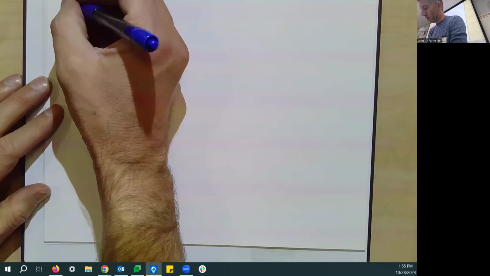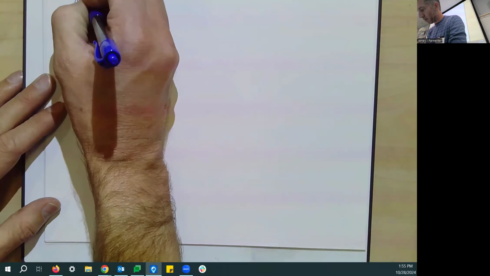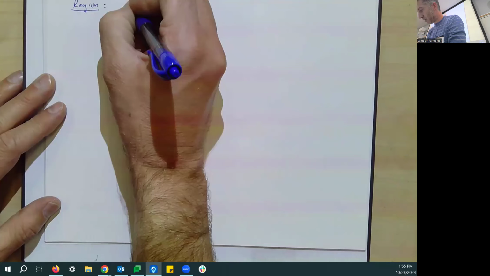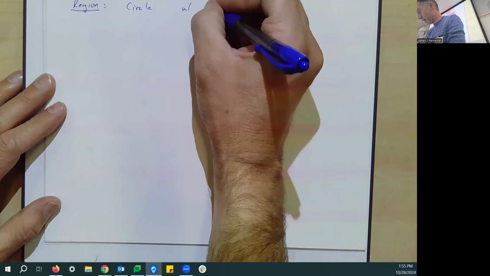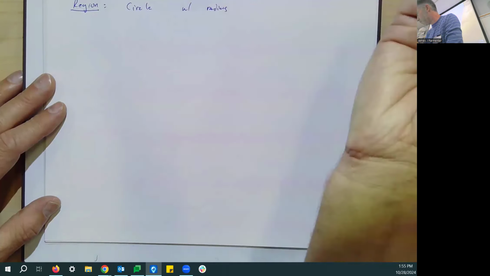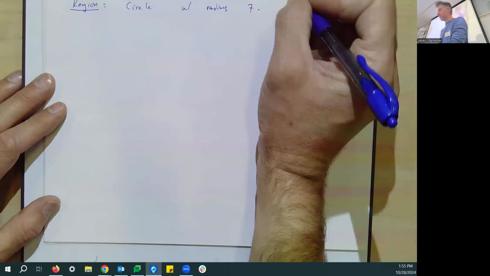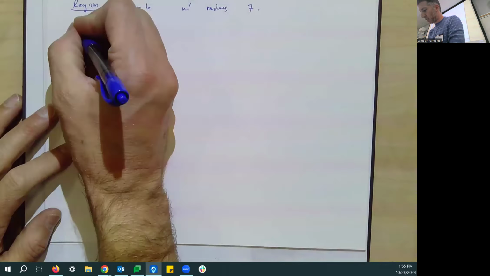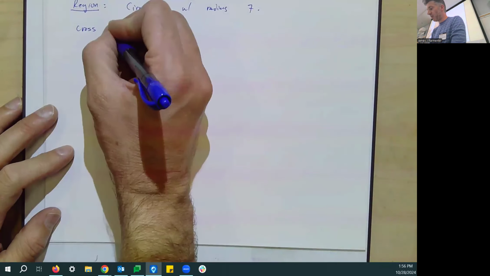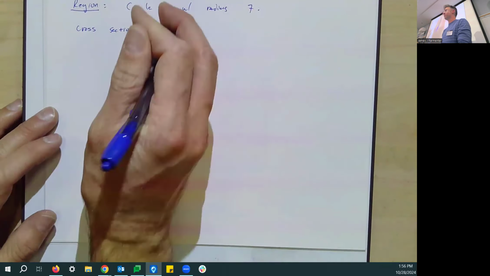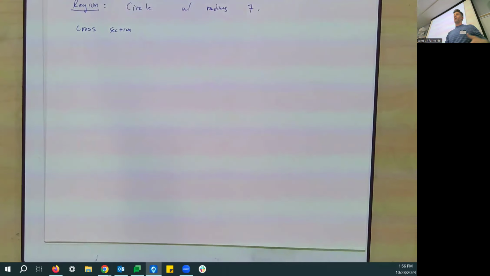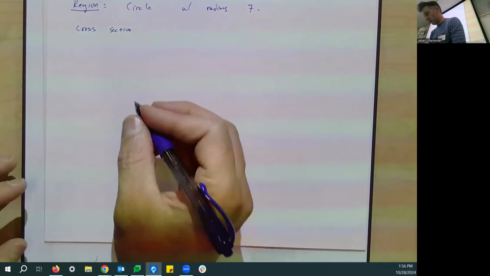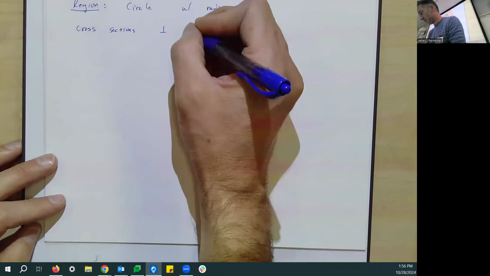One more setup. So, the region is a circle. Circle with radius, take your pick. 7. That's a poor choice, whatever. Circle with radius 7 and cross sections. Doesn't matter which axis you pick, because circles have symmetry in all the good ways. So you pick cross sections perpendicular to the x or the y axis. If you get a choice, I would pick the x axis.